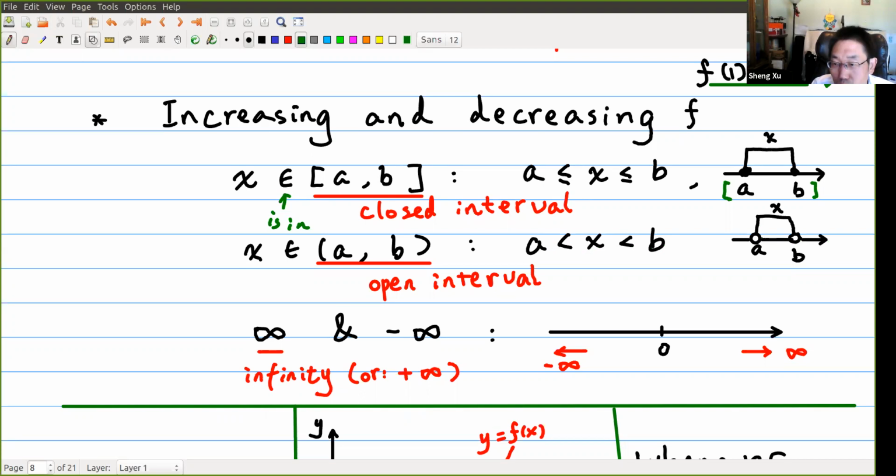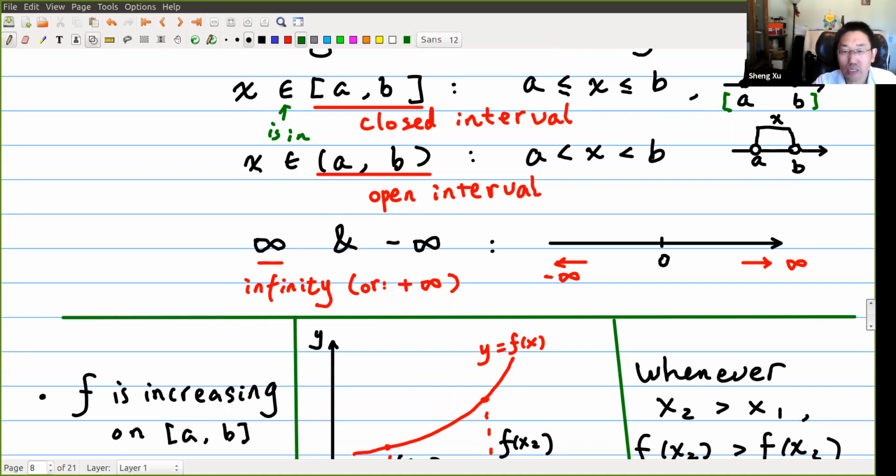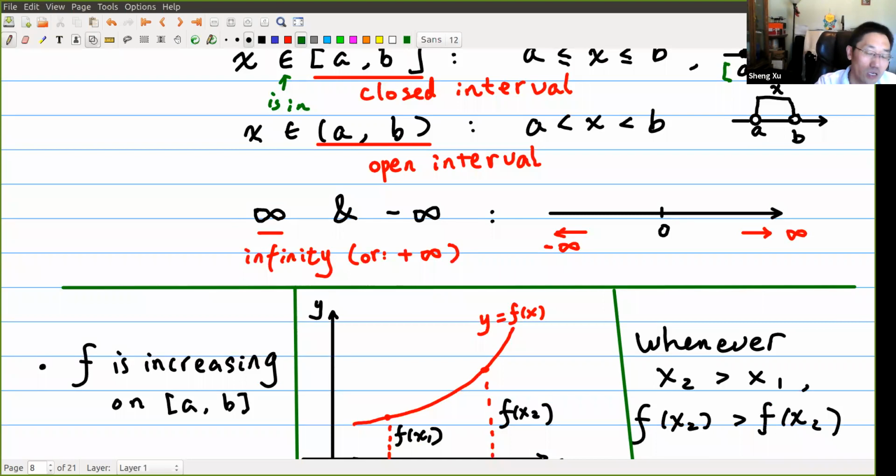Also I want to tell you this notation here is a sideways eight, right? It's called infinity. I think I told you already. Sometimes you also write it as positive infinity. It's not a number, right? But you can think of it like a number getting bigger and bigger, infinitely large, okay?